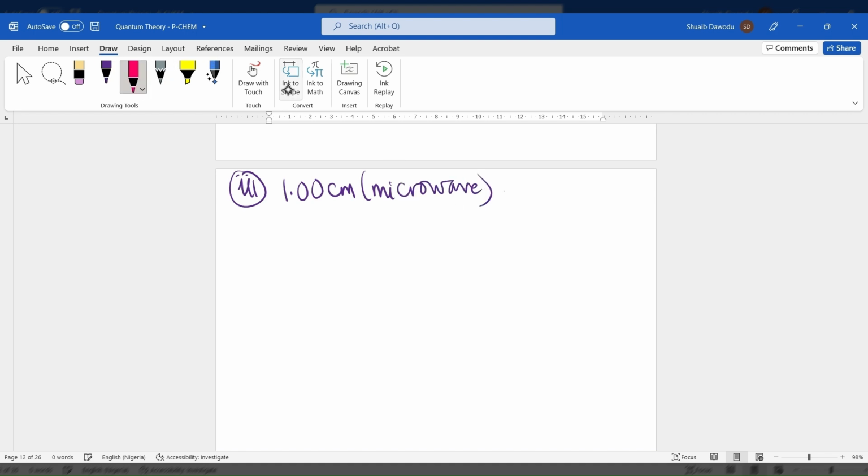So we know the drill. The energy of a photon is simply hc divided by lambda, where c is what, 2.998 times 10 raised to the power of 8 meters per second.